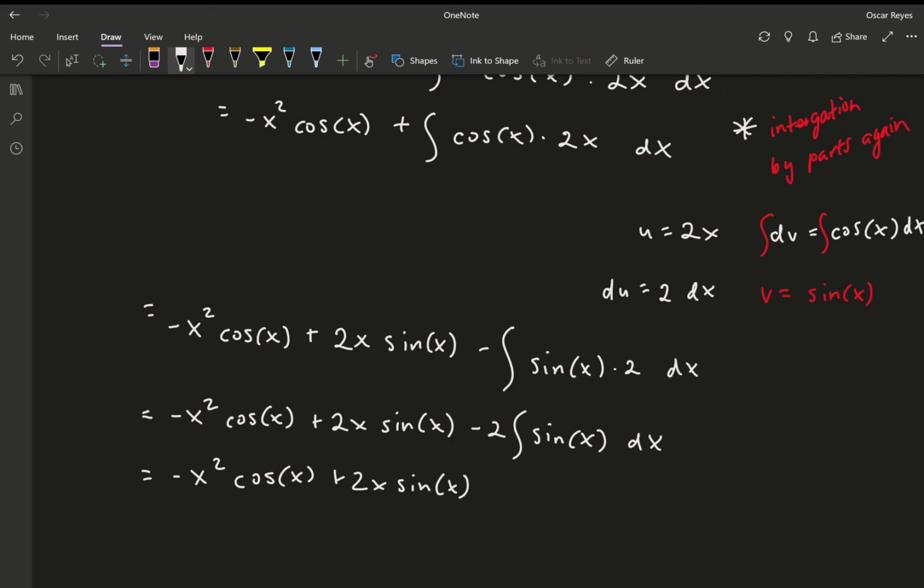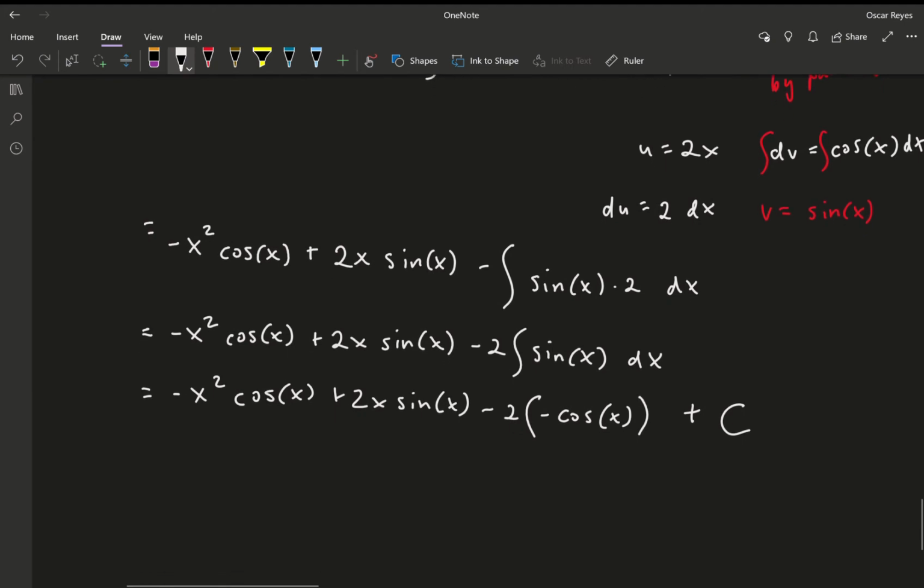So what we're going to be left with is negative x squared cosine of x plus 2x sine of x minus 2, and then the integral of sine of x. Well, if we know that cosine gives us negative sine, then we must know that this is going to be negative cosine of x plus some type of constant.